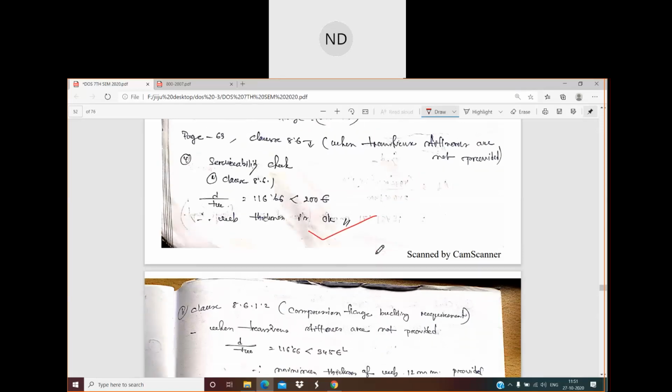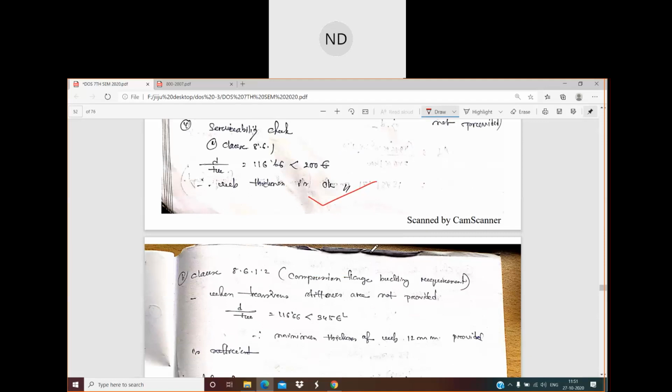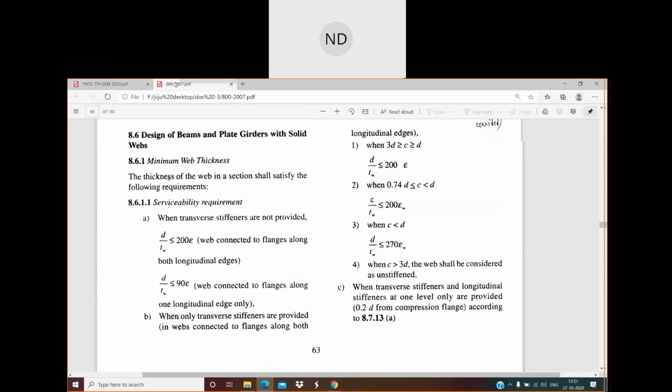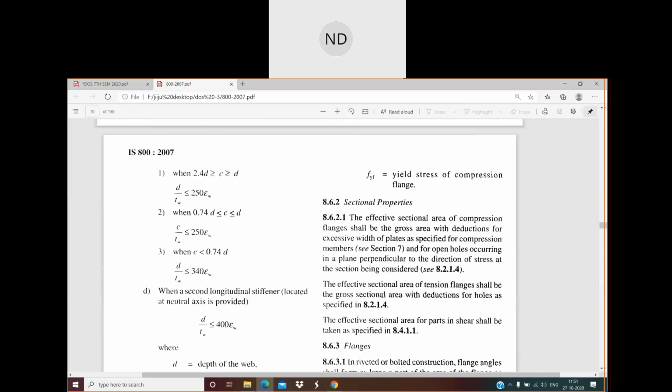Now the next check we are going to do is the compression flange buckling requirement, which is here on page number 64.